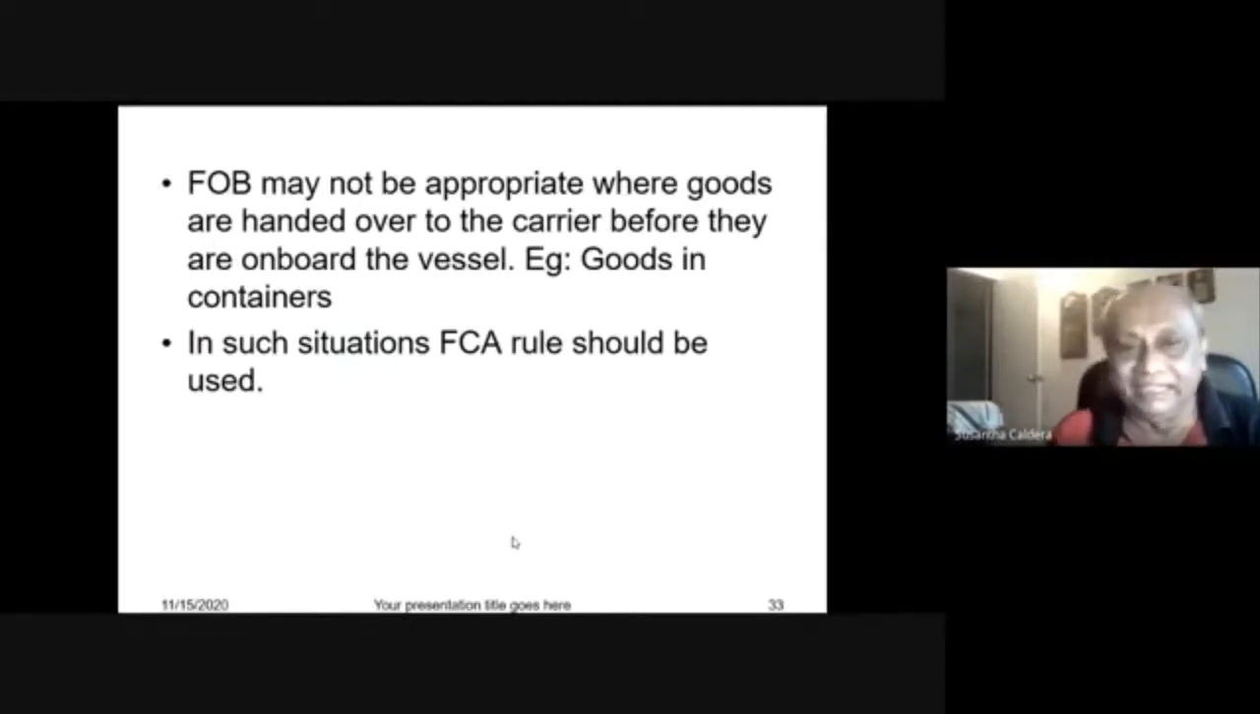Example, goods in containers. If the goods are in containerized cargo, then we hand over the goods to the carrier container. Then the seller's warehouse, carrier hand over. In such a situation, instead of FOB, the FCA rule should be used. Right?